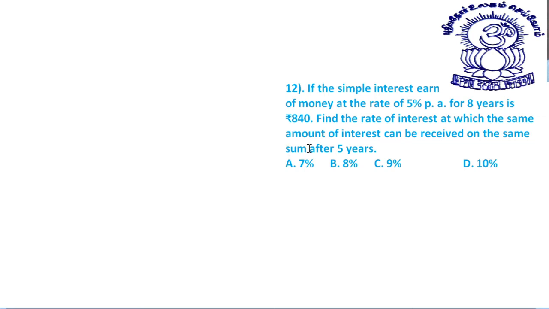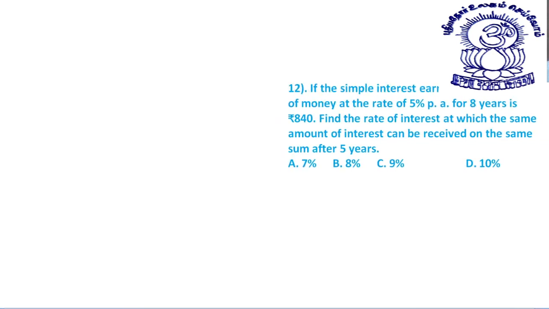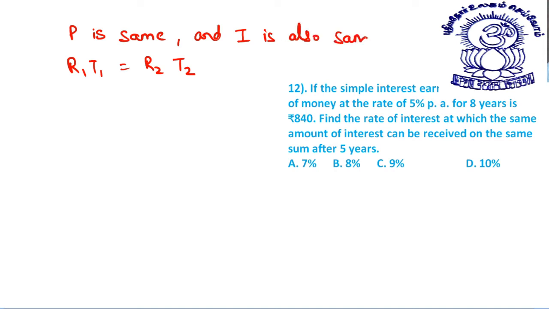We are given received on the same sum. Getting it, dear students? Received on the same sum. If the principal has to be received on the same sum, what will I do? P is same. So if P is same, then what will happen? R1 T1 is equal to R2 T2. P is same as well as interest is same.